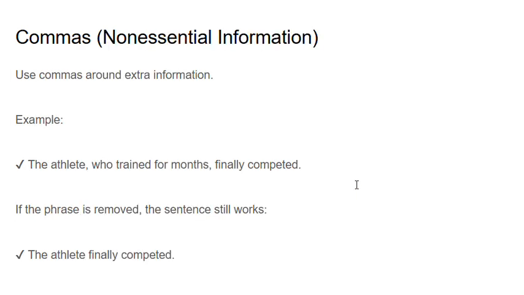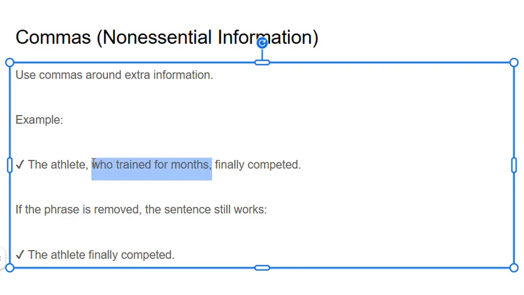Commas can also denote non-essential information, so you can use commas around extra information. How this works is: The athlete, who trained for months, finally competed. If I remove the middle phrase, who trained for months, the sentence still works, right? The athlete finally competed. So this would be non-essential information, okay?